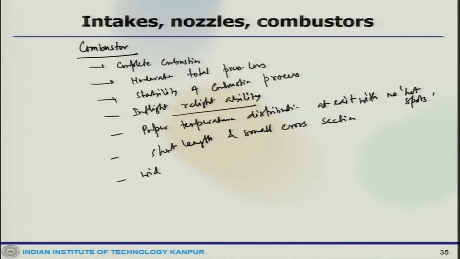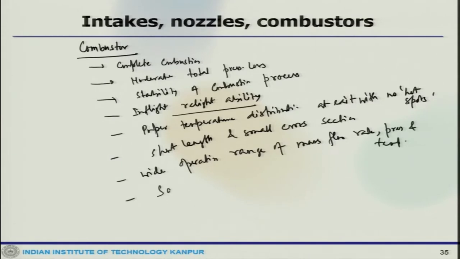We should have a wide operating range of mass flow rate, pressure and temperature. Then obviously satisfaction of environmental limits, which is in terms of emission.